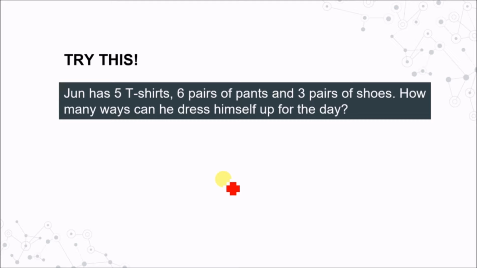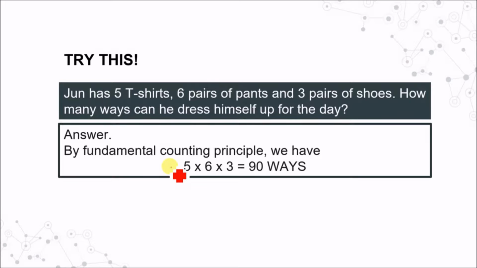Now let us have this problem. June has 5 t-shirts, 6 pairs of pants, and 3 pairs of shoes. How many ways can he dress himself up for the day? To answer, we just have to get the number of ways in each event or set of objects. So by the fundamental counting principle, we multiply 5, 6, and 3 from the sets of objects, and that is equal to 90 ways. So if you dress in a different outfit each day, you can have almost 3 months if you want to, just to use those 90 ways. That's how logical and realistic it is.